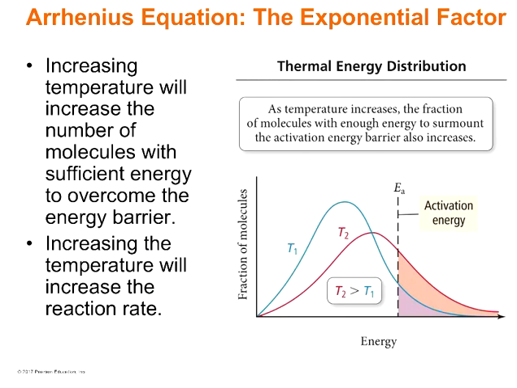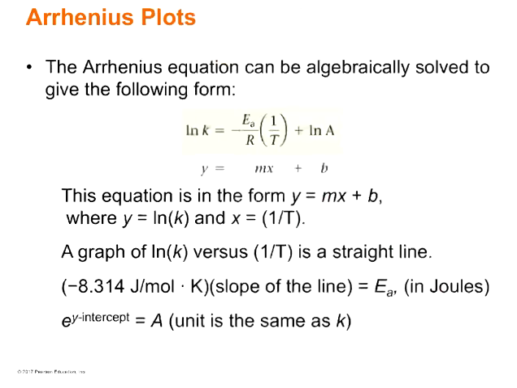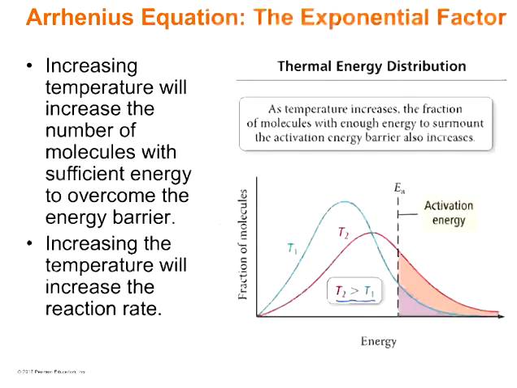On the right-hand side, we have a graph showing a blue curve at temperature 1, and then a red curve at temperature 2. At temperature 2, we have a greater temperature, so T2 is greater than T1. You'll notice that the curve has shifted over slightly because there's a higher temperature. So that higher temperature lowered the activation energy.